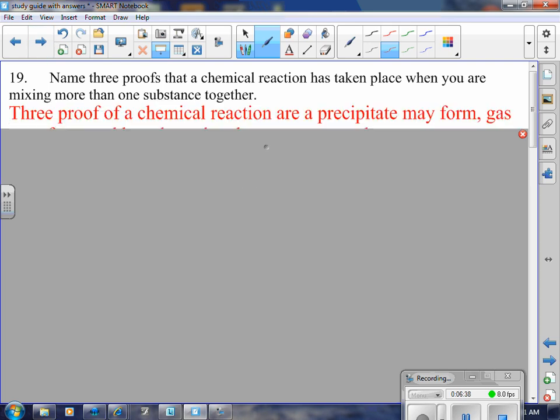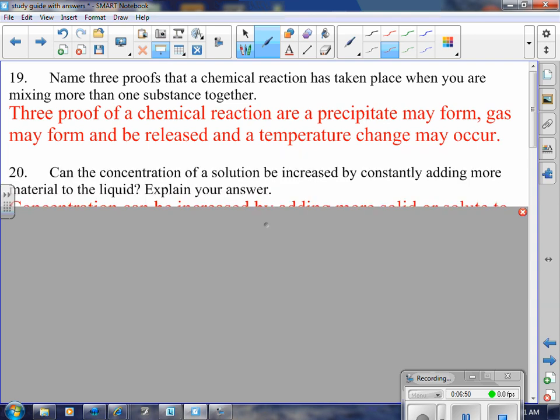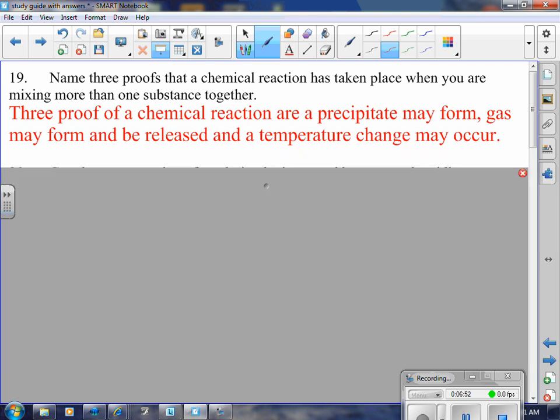Proof that a chemical reaction has taken place. Precipitate may form. Remember, a precipitate is the new solid material that forms. A gas may form and be released. The temperature change may occur, and there's one other that I don't have on here, but the color may change. So make sure you have that written down, then you'll have an extra one than what you might need for a question like that.